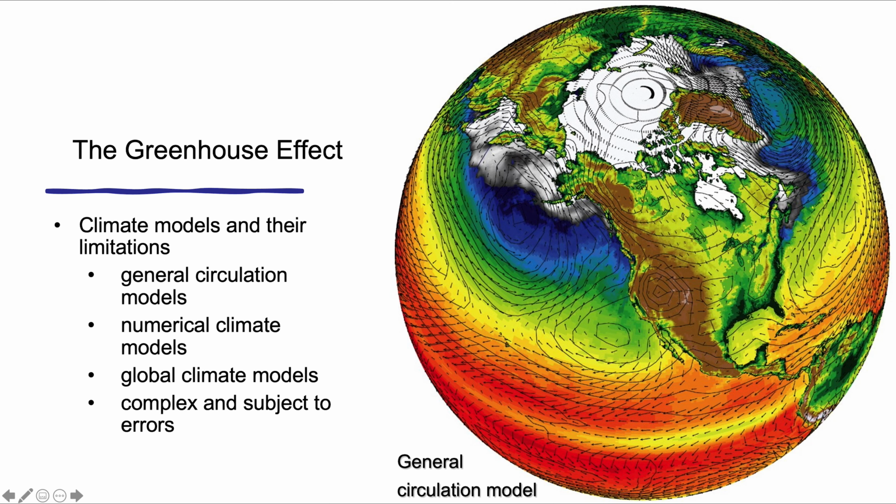Now that we have an understanding of the greenhouse effect, we need to put it into play. We need to mess around with it to determine what it's going to do to us or for us in the future. So here we have a picture of a general circulation model.